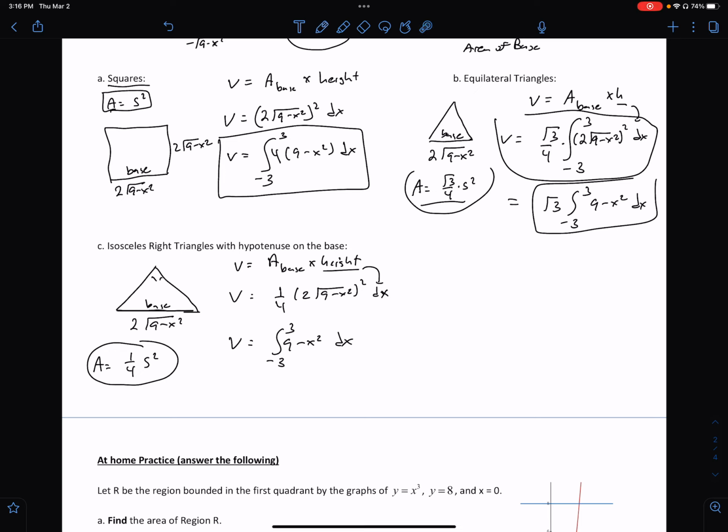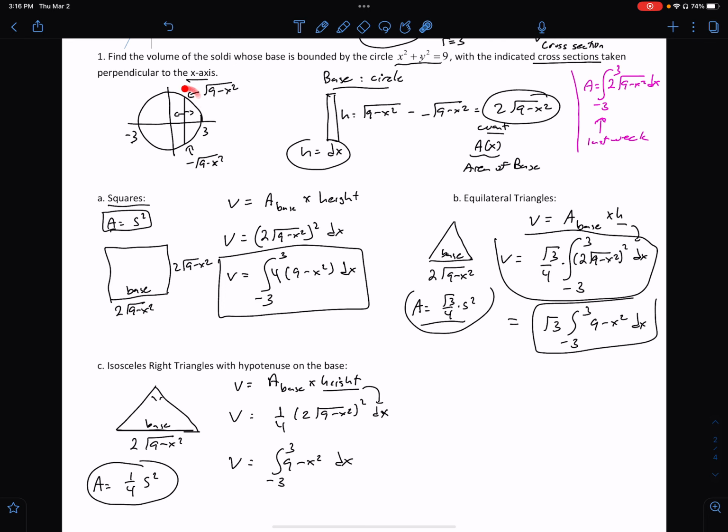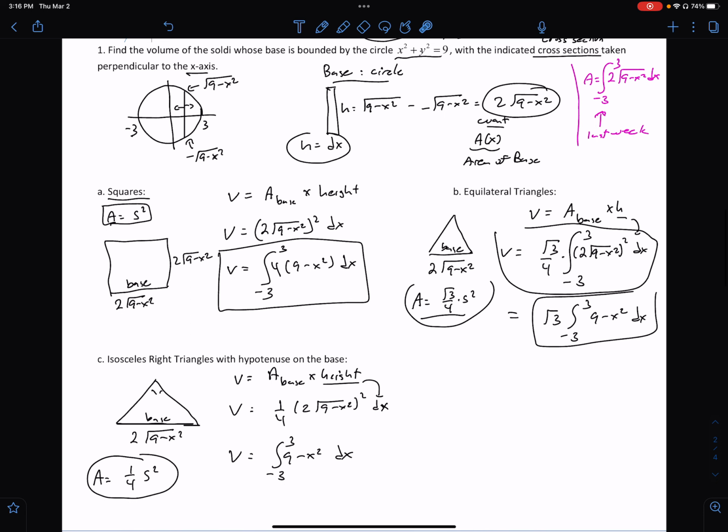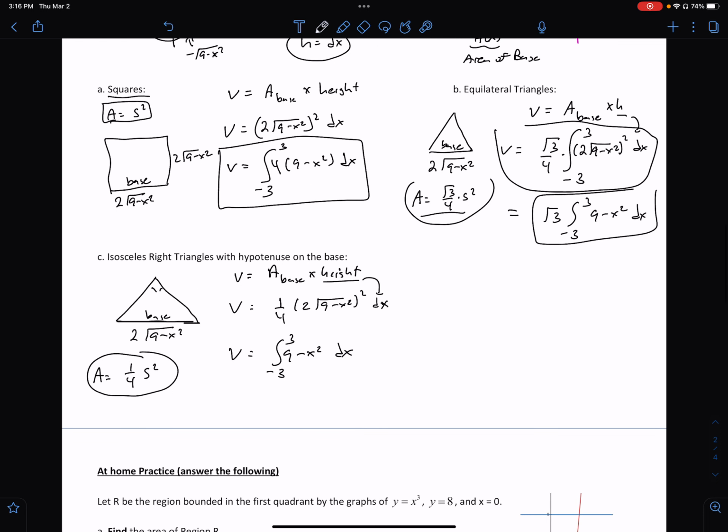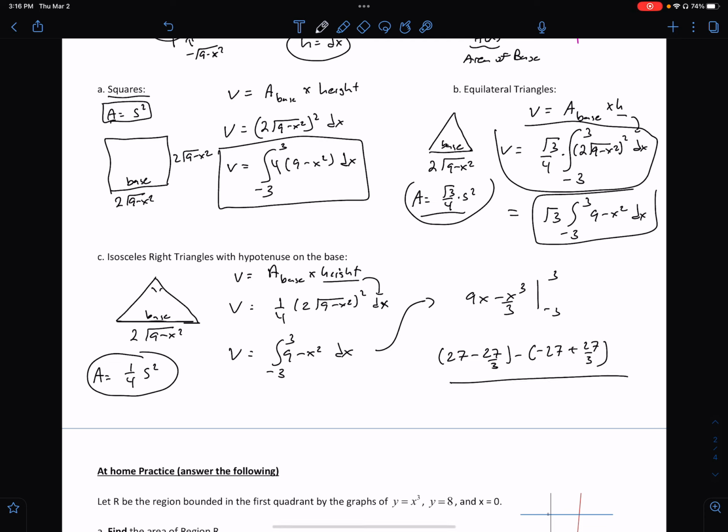Where did I get that -3 to 3 from? Remember, we're talking about our base, which is a circle, from -3 to 3. And you can solve this one. Matter of fact, let's solve this one by hand here. We would get 9x minus x cubed over 3, from -3 to 3. Using your FTC, what's that? 27 minus 27 over 3, minus, this becomes -27 plus 27 over 3, whatever that is.